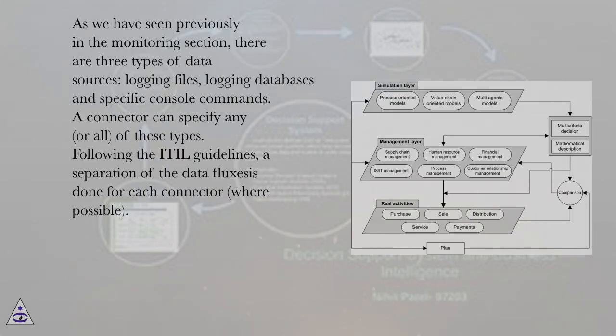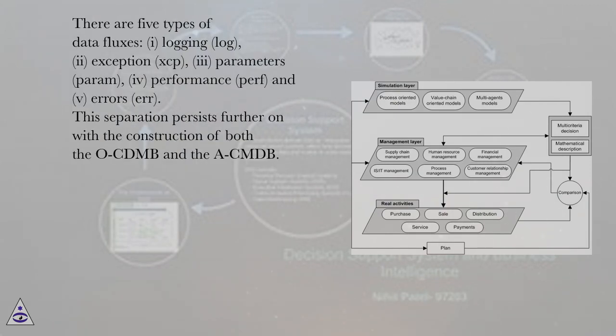As we have seen previously in the monitoring section, there are 3 types of data sources: logging files, logging databases and specific console commands. A connector can specify any, or all, of these types. Following the IDLE guidelines, a separation of the data fluxes is done for each connector, where possible. There are 5 types of data fluxes: 1, logging, log; 2, exception, xcp; 3, parameters, param; 4, performance, perf; and 5, errors. This separation persists further on with the construction of both the OCMDB and the ACMDB.